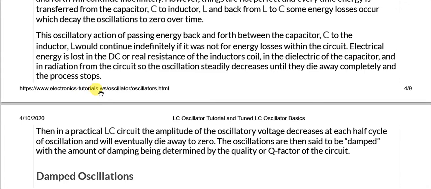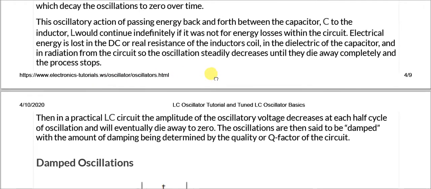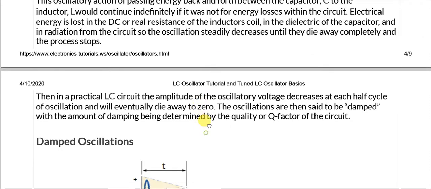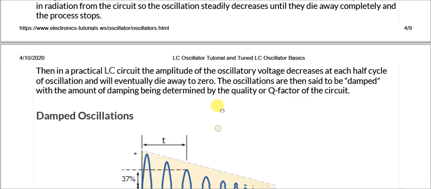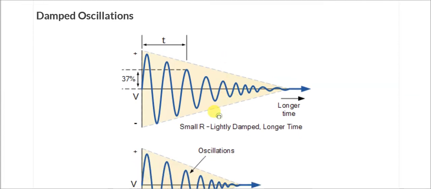Now, in a practical LC circuit, the amplitude of the oscillatory voltage decreases at each cycle of the oscillation, and eventually dies away to zero. So here we have the damped oscillation. I have also discussed in the previous topic that oscillations die in the actual case, and for sustained oscillation we need feedback.